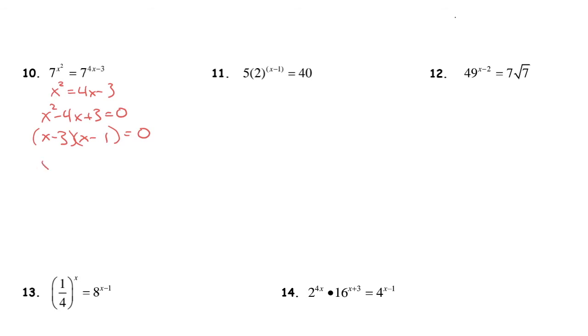In which case, x minus 3 is equal to 0 or x minus 1 is equal to 0. So x could either equal positive 3 or x is equal to positive 1. Either one of those will work.